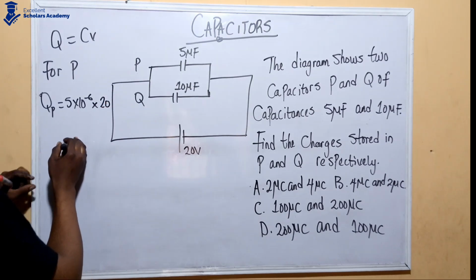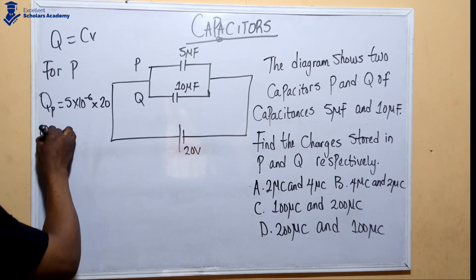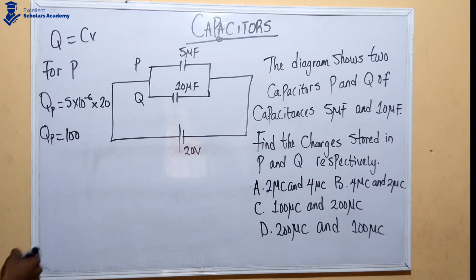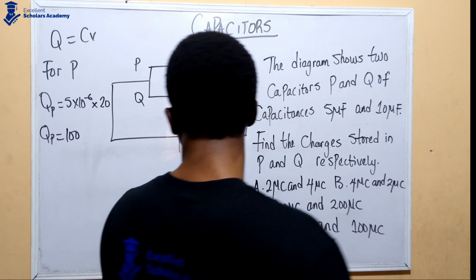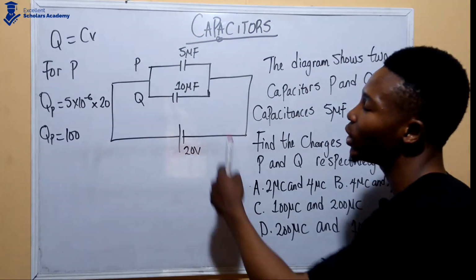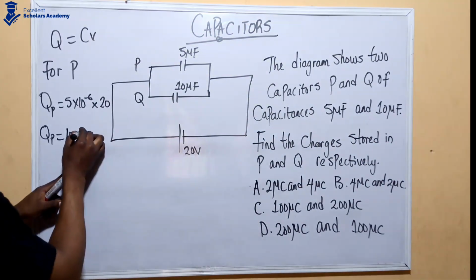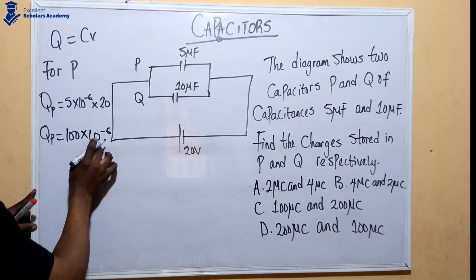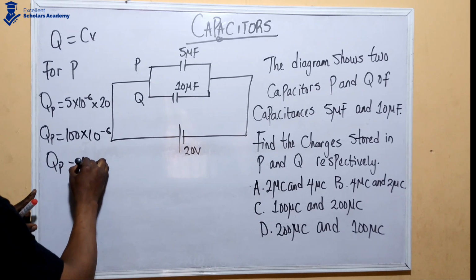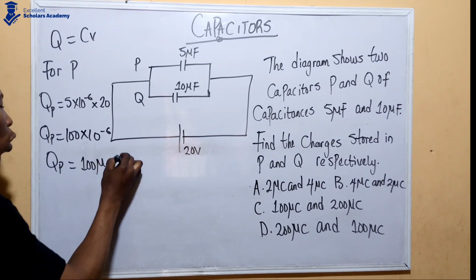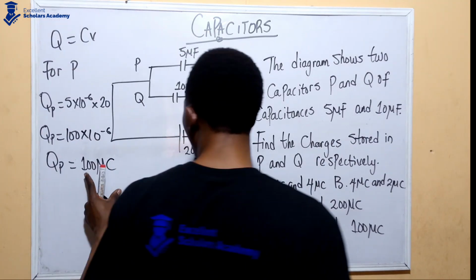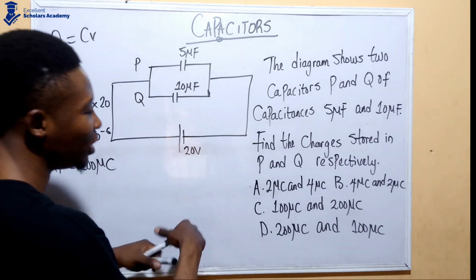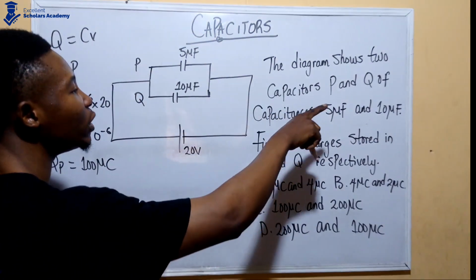So this becomes QP is equal to, 5 times 20 gives us 100, because 5 times 2 gives us 10, and with the 0 in the 20, that gives us 100, times 10 to the power of minus 6. Don't forget, it is micro. So QP is equal to 100 microcoulombs. So for P, we have 100 microcoulombs. Now, let's go to the other one. The answer should be option C, sir, because they said P and Q respectively.